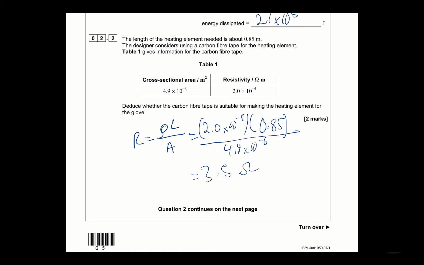If you calculated 37 ohms and said yes, you would get no marks for that. But here, I think that you could say, yeah, this one is fine because it's about 3.5 ohms. We want 3.7 ohms. It's close enough. Although you'll have a current slightly higher than 2 amps is what you'll end up having with this one.